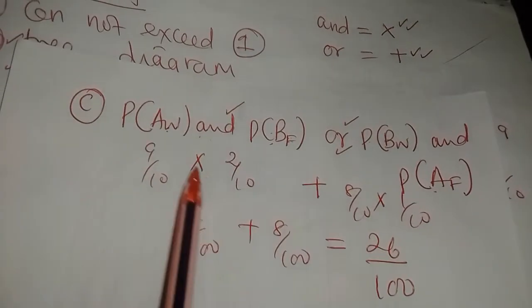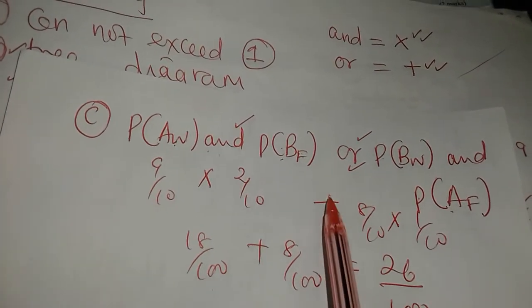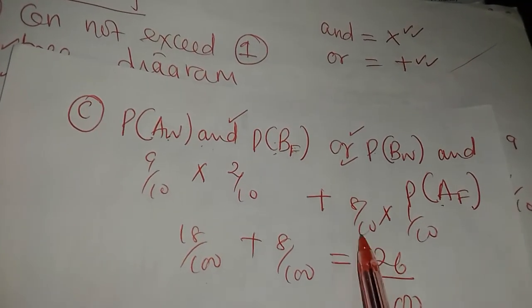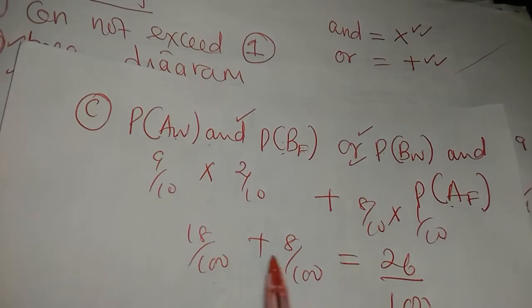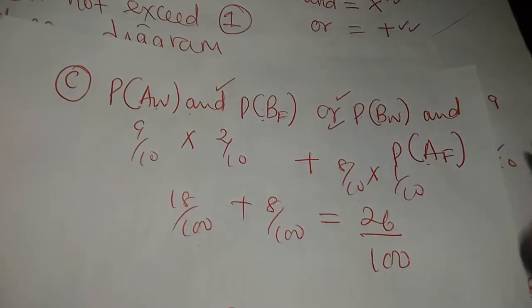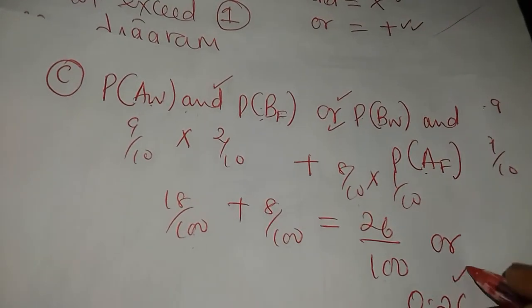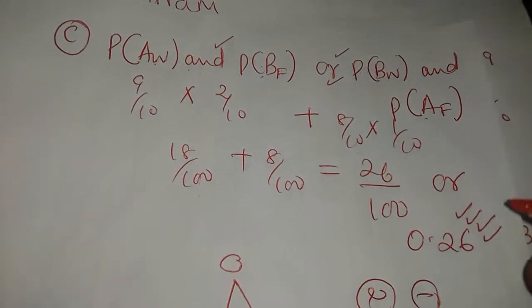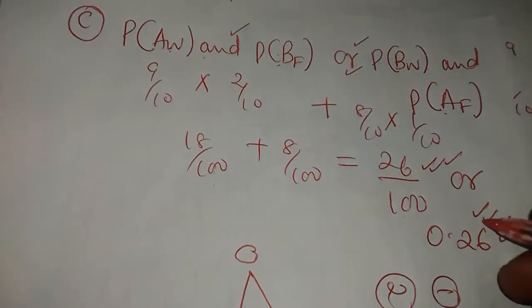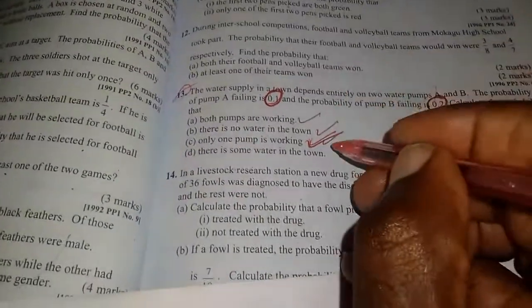So 9 times 2, 18. 10 times 10, 100. Then I have 8 times 1, that is 8. 10 times 10, that's 100. If I add these two, the denominator is the same, so I just add the numerators. So 26 out of 100, or 0.26, the probability of only one pump working. 26 over 100 or 0.26. Good. The last part of that question is, there is some water in the town.